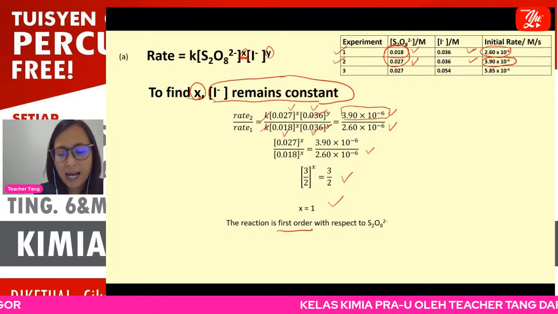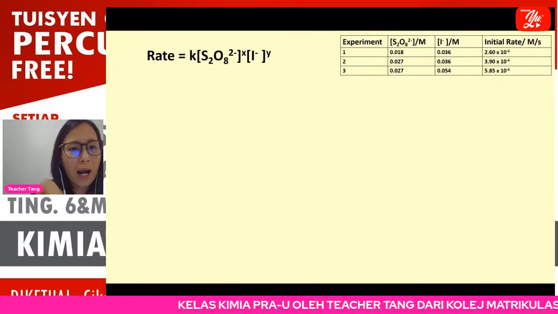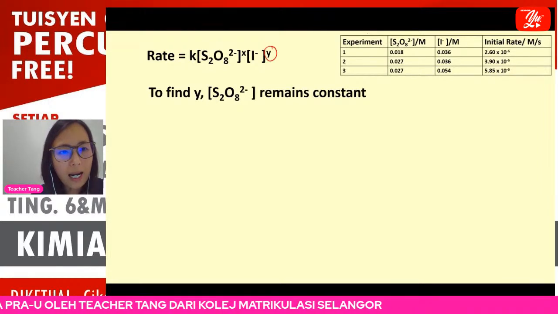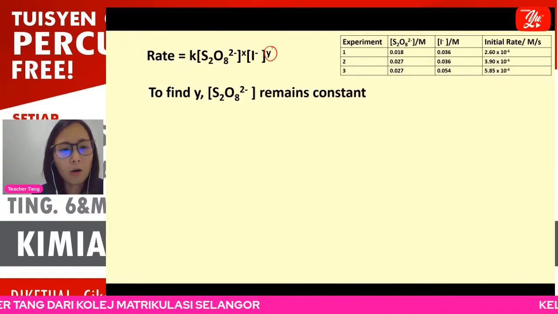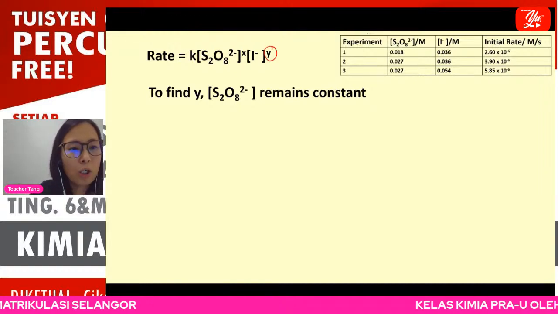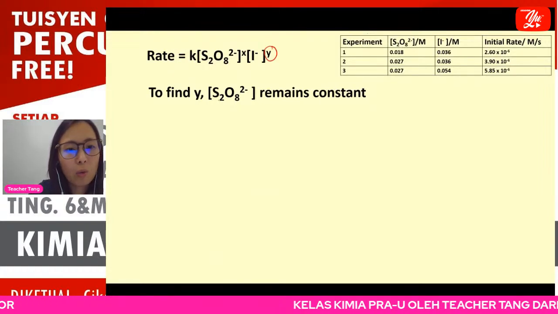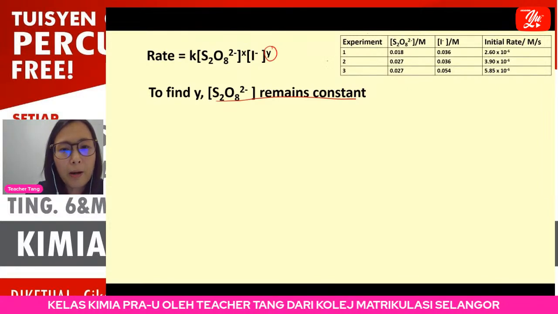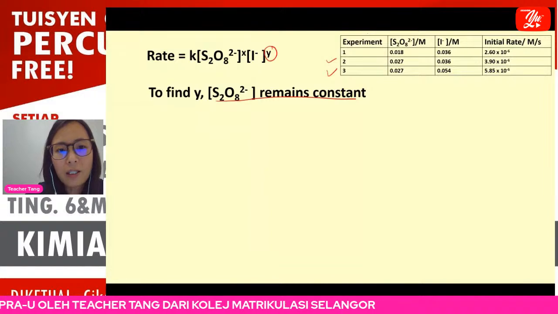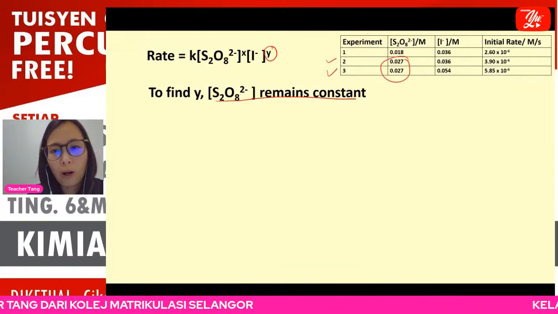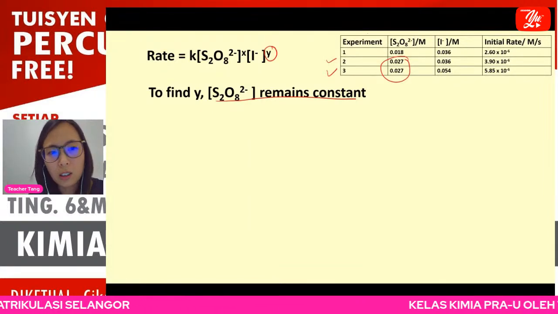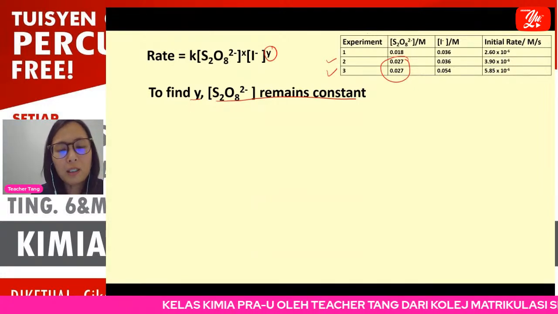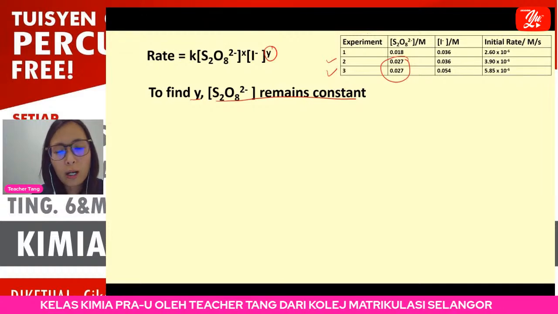So after we have found x, we also need to find y. So how do we find y? In order to find y, now we need to make sure that the concentration of the other reactant, which is S2O8 2 minus, remains constant. From the experimental data, we can see that experiment 2 and experiment 3 have the concentrations of S2O8 2 minus remaining constant. So in order to find y, we need to use the experimental data from experiment 2 and 3.